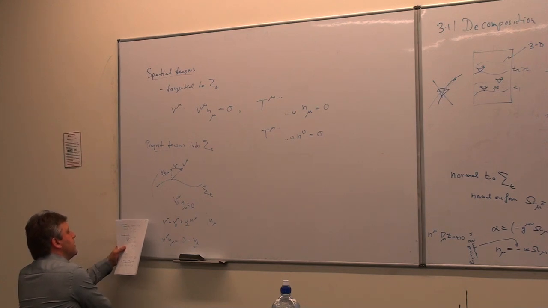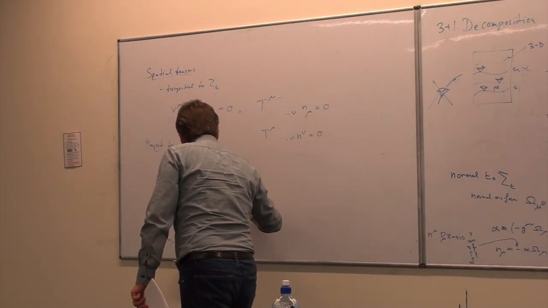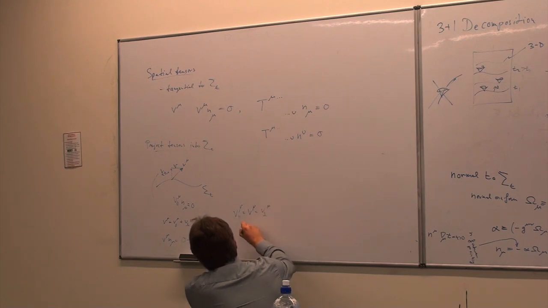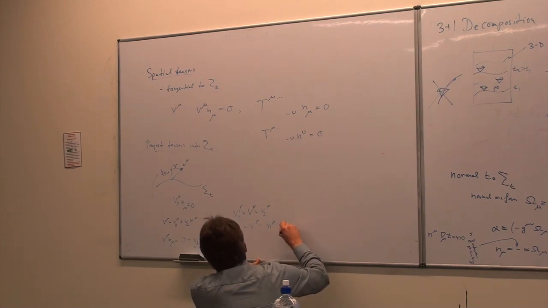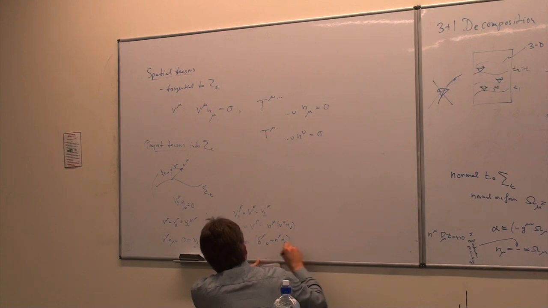And so now we have the parallel component, V parallel^mu, is the whole thing, V^mu, minus the orthogonal one. This is V^mu minus n^mu, V^nu n_nu. And these indices can now be written in a little bit more fancy way as a projection: V parallel^mu equals (delta^mu_nu plus n^mu n_nu) times V^nu.